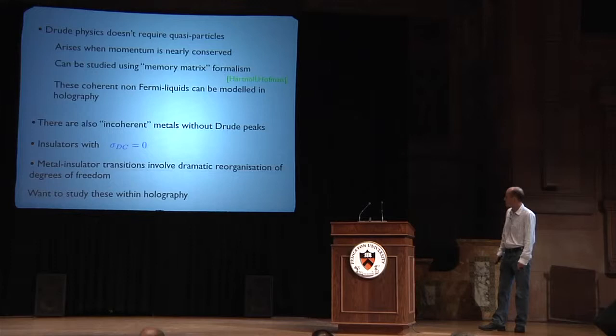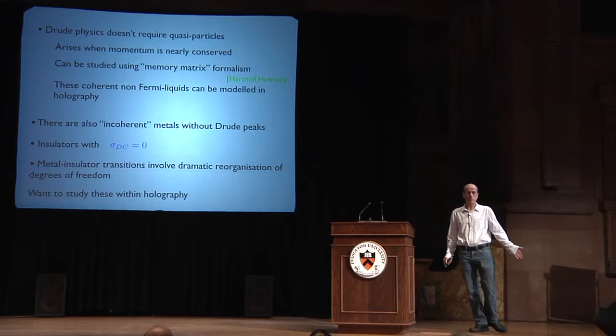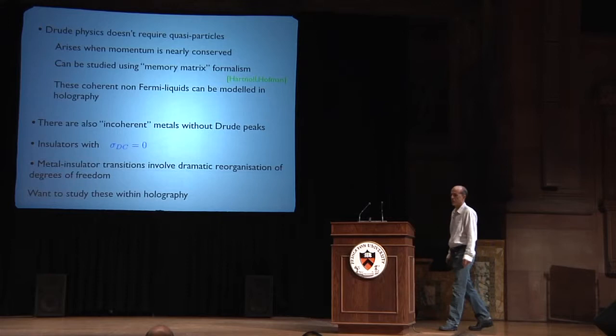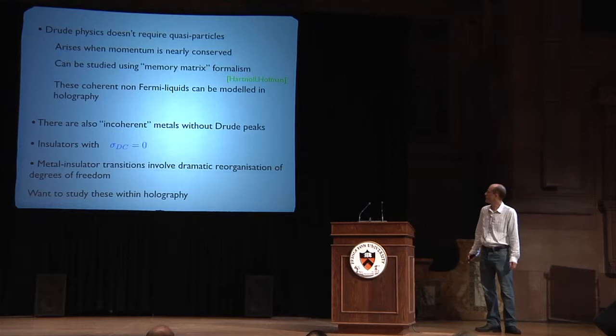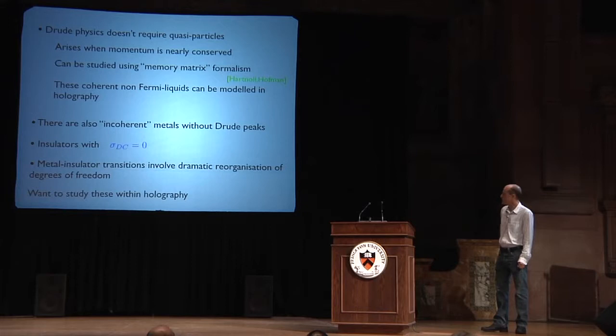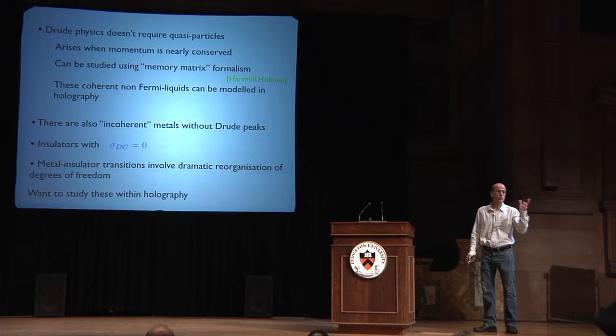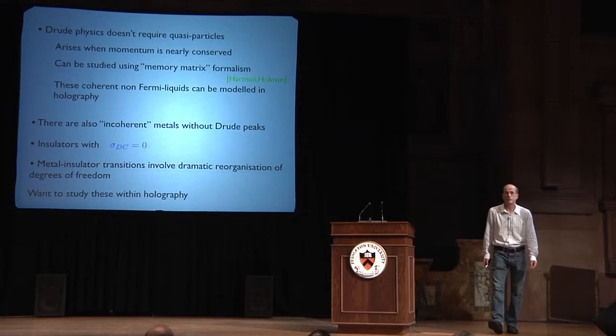There are also incoherent metals without Drude peaks, and they can be strongly coupled, and that's then a challenge for holography. Can we model that kind of response in the context of holography? There are also insulators in the real world with, by definition, vanishing DC conductivity. So that's another topic that we might want to look at within holography. And finally, there are metal-insulator transitions where you just change some external parameter, like doping or pressure, by a small amount, and you get this dramatic change in the conductivity. So there's a massive reorganization of degrees of freedom, and that seems, again, a very interesting thing to try and look at within the context of holography.